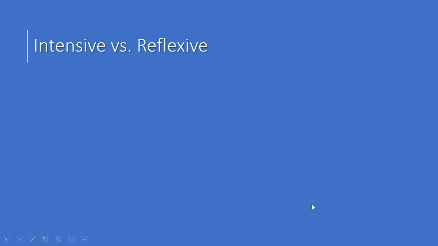All right, this is for those who were not able to join me in class today doing our pronoun lesson on intensive and reflexive pronouns. So if you were with us today, we went over how to tell the difference between these two types of pronouns.